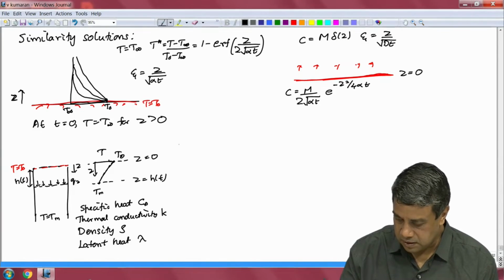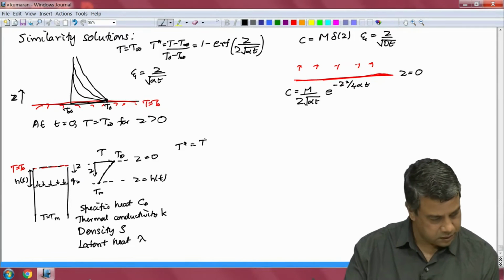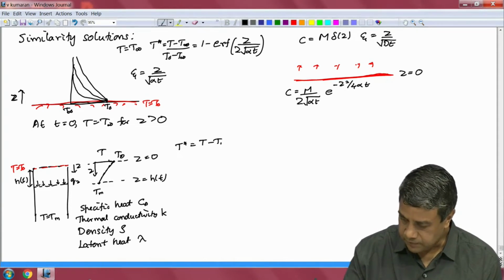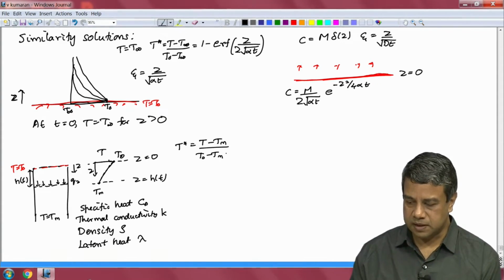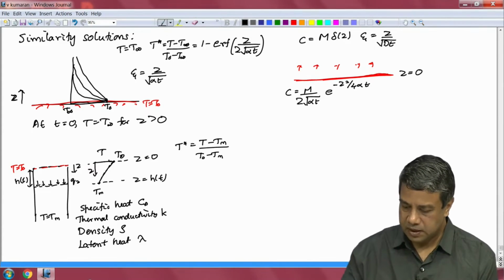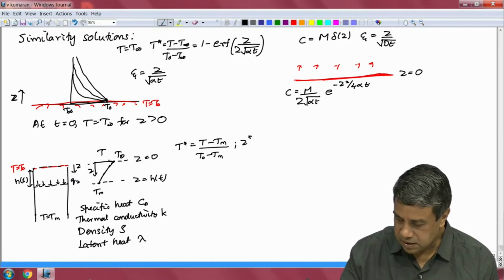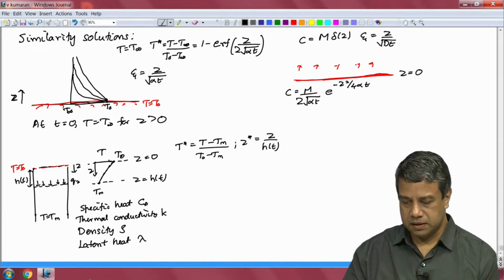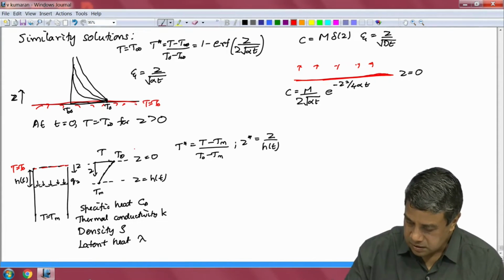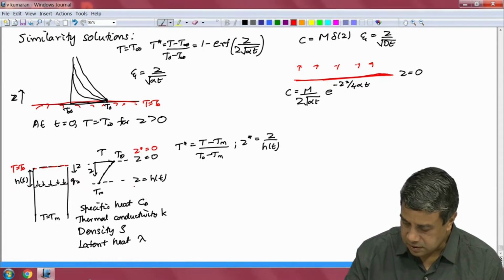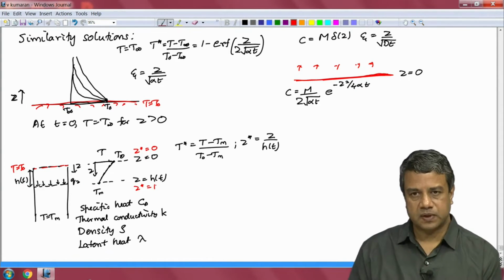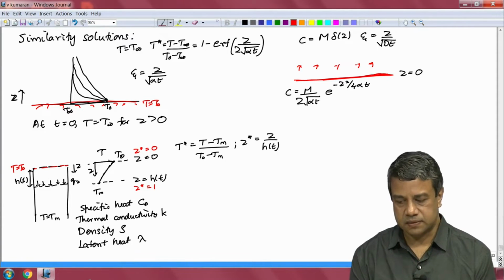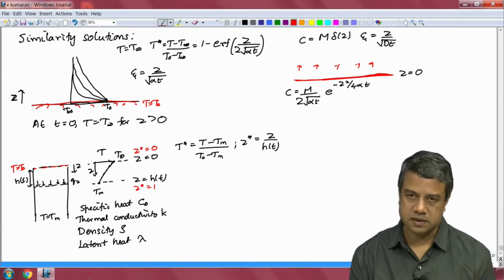So, scale: T star is equal to (T minus Tm) by (T naught minus Tm), and this z I will scale by the height. So that here z star is equal to 0, and here z star is equal to 1. At z is equal to h, z star is 1, and at z is equal to 0, z star is equal to 0.